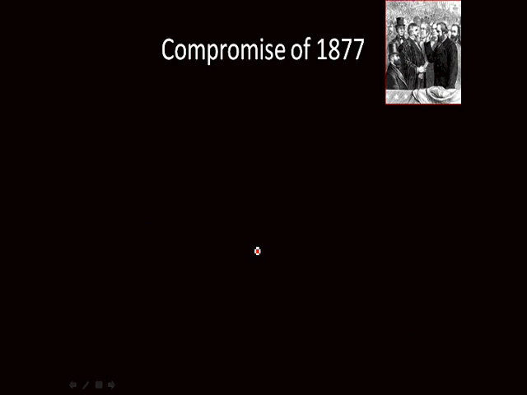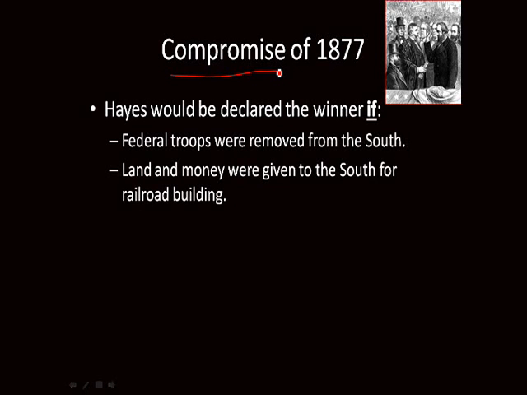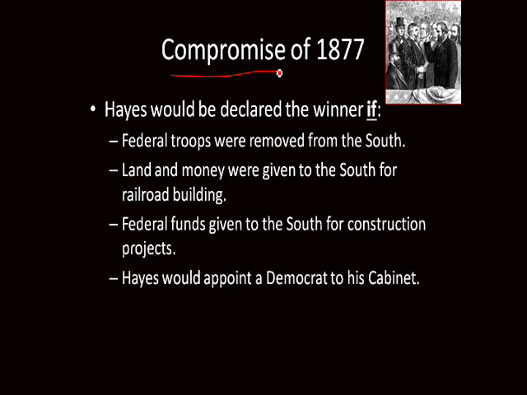So we come up with a compromise, which is simply an agreement between two groups of people. So you have the Democrats and the Republicans in the House that are trying to work this out. They agree that the Republican candidate, Rutherford B. Hayes, would be the winner if the following conditions were met. The military districts in the South are dismantled, troops are removed. The South is given federal money in order to rebuild the railroads, because if you remember from the Civil War, the railroads are destroyed. More funds are given to the South for specific building projects all around, and Hayes would have to appoint a Democrat to his cabinet.